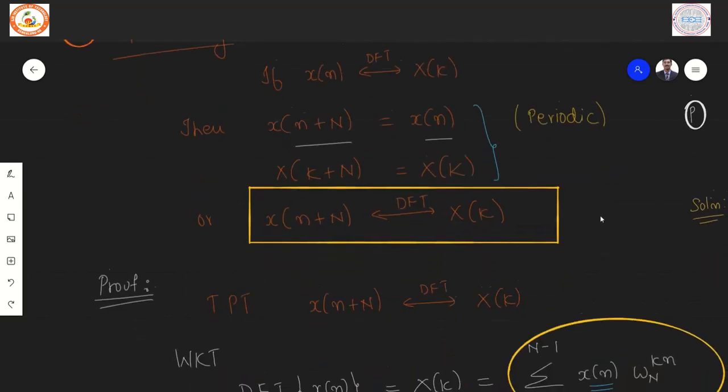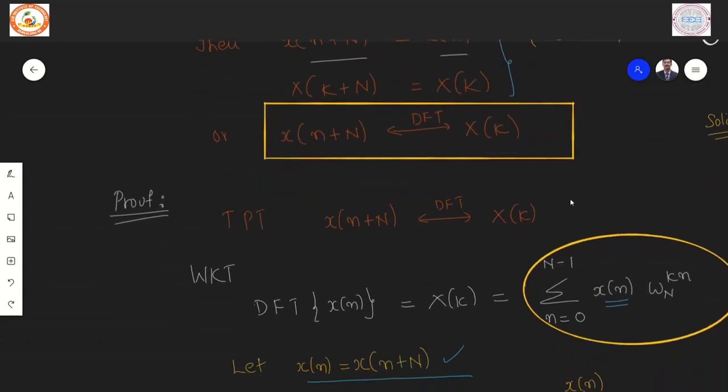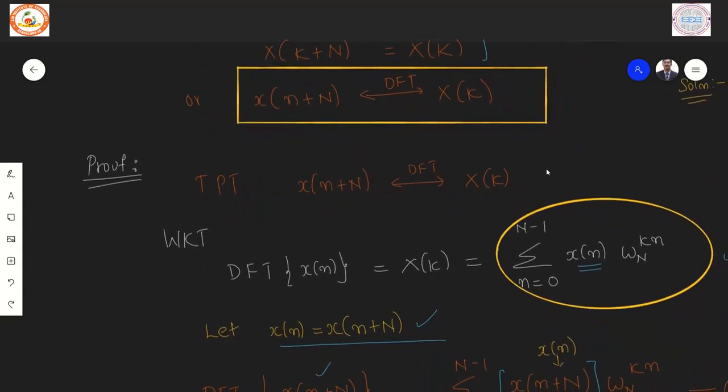Now to prove this particular property, we're going to prove this last condition. To prove that x of n plus capital N has a DFT X of k, once again let us take the DFT equation. When you consider the DFT equation, the DFT of x of n is denoted as capital X of k.